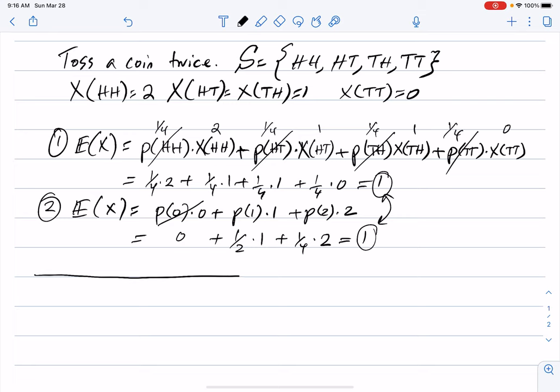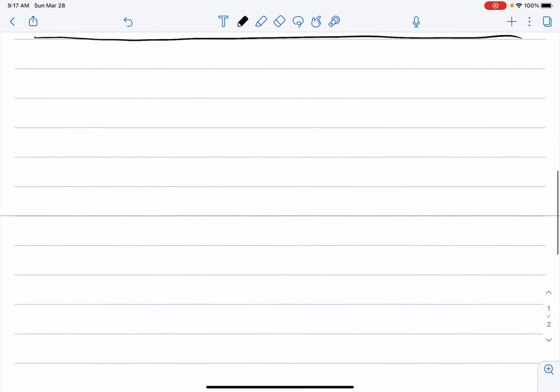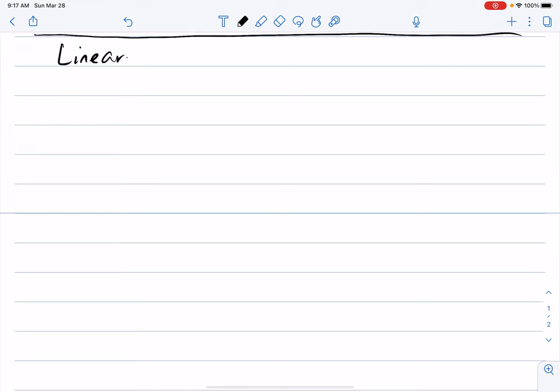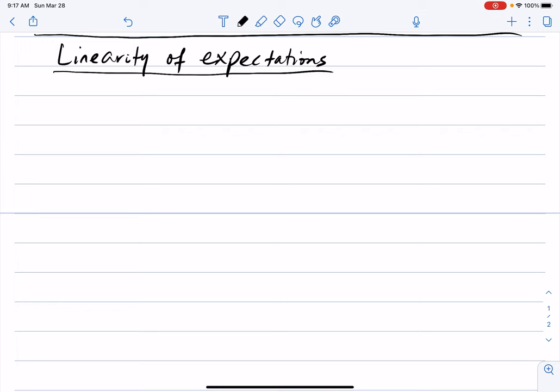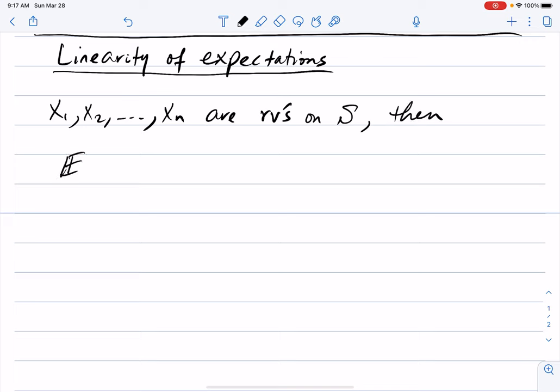One very powerful and important result about expectation is what we call the linearity of expectations. So what does this tell us? It tells us that if x1, x2, ..., xn are n random variables on the same sample space, then the expected value of x1 plus x2 plus ... plus xn is the sum of the expected values of these random variables.